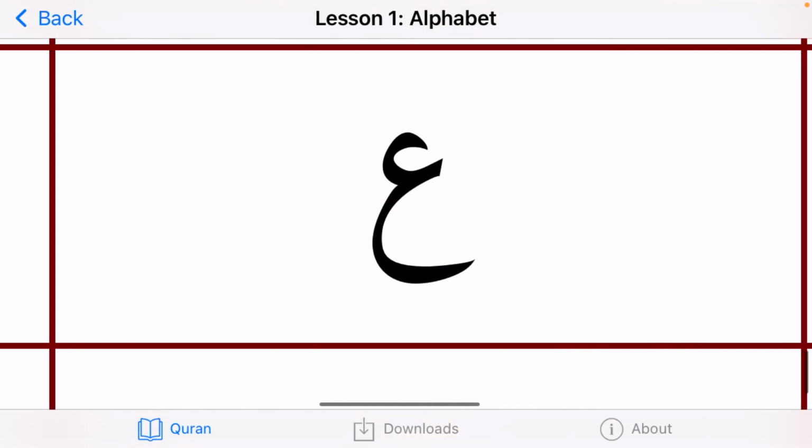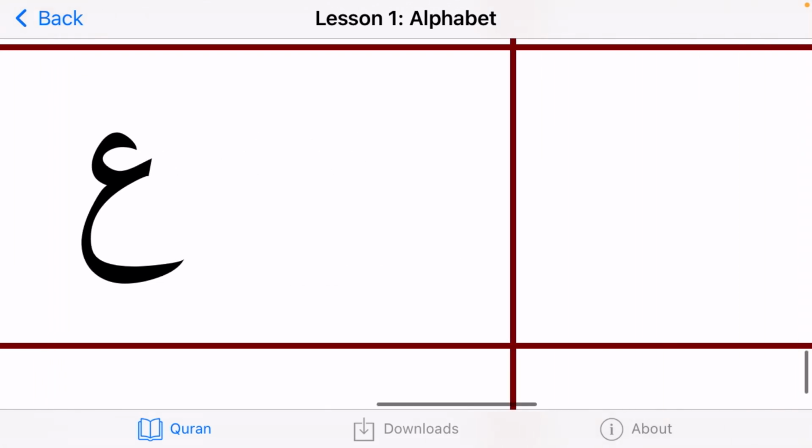This one is ain. Again, it comes from the top of the throat. The difference between ain and ghain is that ghain has a dot above and ain has no dots.